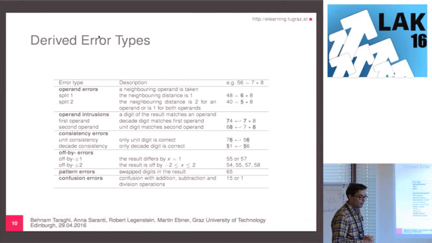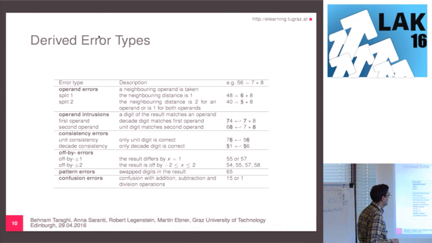Operand intrusion happens when a digit of the correct answer intrudes into the result, into the answer that's been submitted by the user, as you can see in this example. And we have consistency errors, which also happen very often. The terminology comes from language learning, where two words that have similar pronunciation are said to be consistent. And here we have also unit consistency and decade consistency, as you can see. And then off-by errors, where the answer of the student is very close to the correct answer, but we have a distance of 1 or 2.